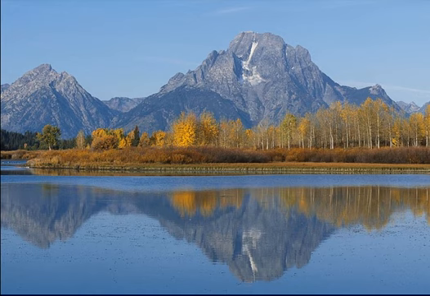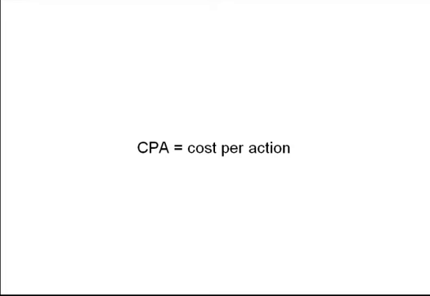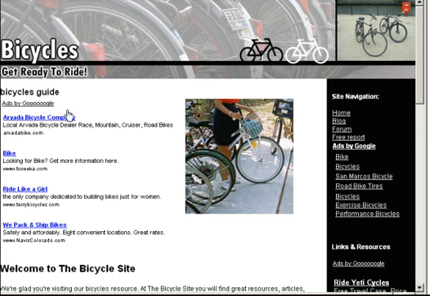This is Eric Holmlund, and I'm going to be talking to you about using CPA offers to monetize your websites. If you're not familiar with what CPA is, it stands for cost per action. If you're currently using Google AdSense to monetize your websites, that's cost per click, CPC. In other words, anytime someone clicks on one of these ads, you get paid.